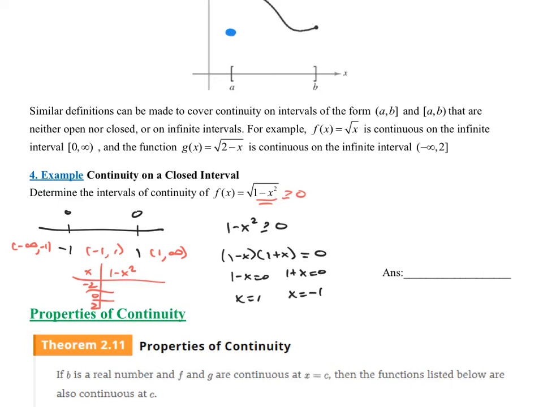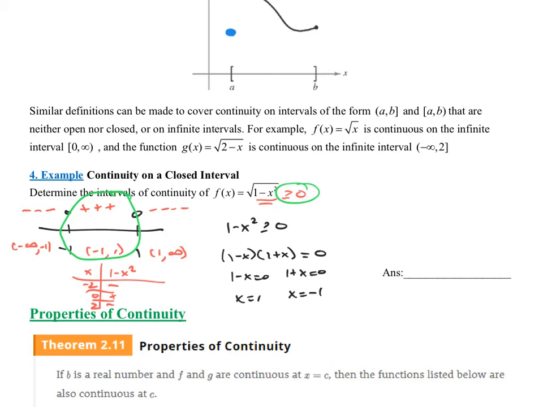So for instance, negative 2 is in the left interval, 0 is in the middle, and 2 is in the right interval. If I plugged in negative 2, it'd be 1 minus negative 2 squared. That would be a negative number, so it's always negative in that interval. If I plugged in 0, it'd be 1 minus 0, which is positive, so it's always positive in that interval. And if I plugged in 2, again 1 minus 2 squared would be a negative number, so it would be negative in that entire interval. And remember, we were looking for when this function is positive, so it is positive on the interval negative 1 to 1. So that's where this function is defined, on the interval from negative 1 to 1 with parentheses.